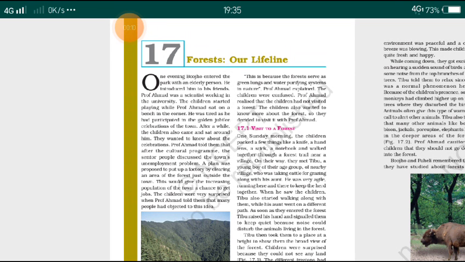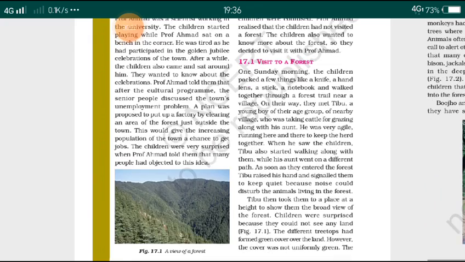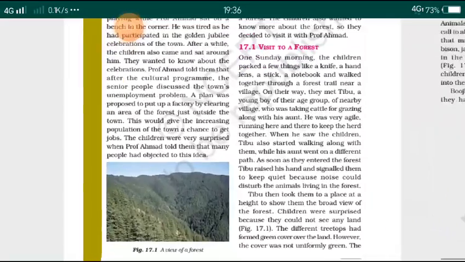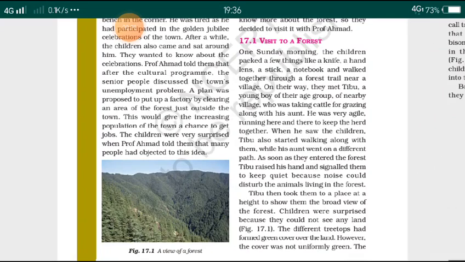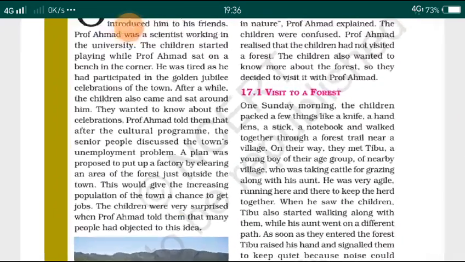Standard 7th, subject Science. Chapter number 17, Forests: Our Lifeline. In this chapter we have already studied the introduction, then the visit to a forest. There is a conversation between the village boy and Professor Ahmed. Professor Ahmed is one of the scientists.